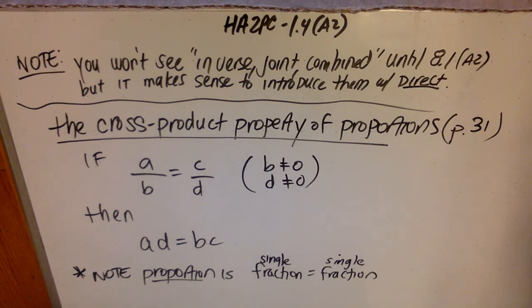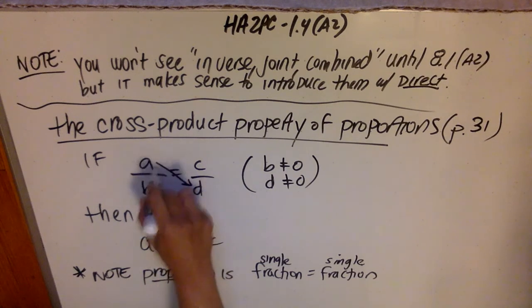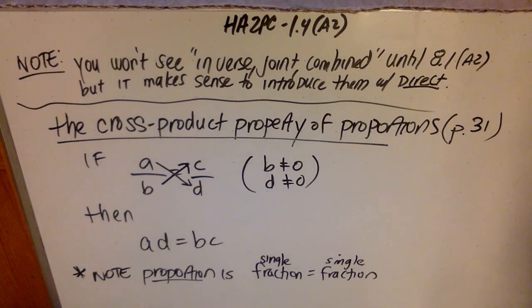Let's talk about cross products. On page 31 of the textbook, you'll see something about the cross product property of proportions. We're given if A over B equals C over D, and then this little aside in parentheses, a caveat or clarification about the rules: B does not equal 0 and D does not equal 0. We'll talk about that in a sec. Then we know that A times D equals B times C. That's why it's called a cross product, because you do A times D and B times C, and it looks like a cross, right?